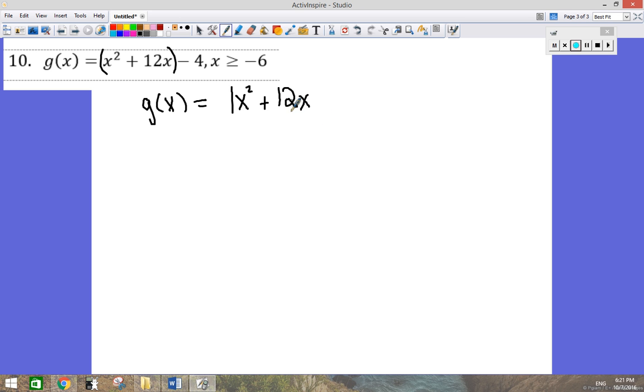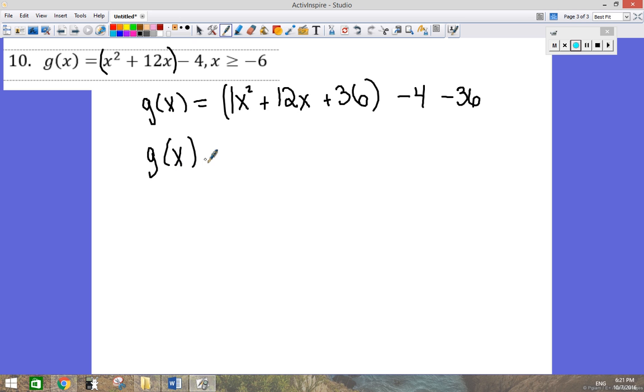Well, half of 12 is 6, and then 6 squared is 36. So I'm going to add 36 to this. Now, don't forget that I have this minus 4 out here. And I just changed the problem by adding 36. I'm not allowed to do that. But what if I come over here and just turn right around and subtract 36? Is it clear that with the 36 and minus 36, I haven't changed the problem? Why did I do that?